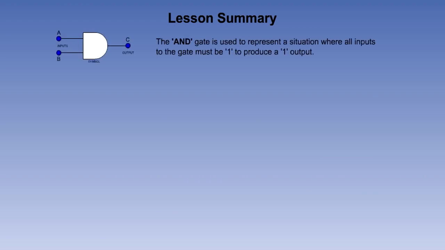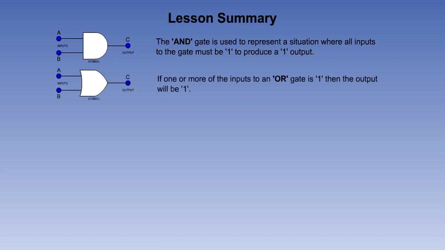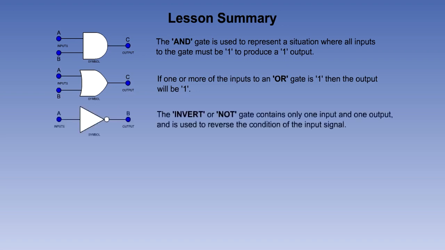The AND gate is used to represent a situation where all inputs to the gate must be 1 to produce a 1 output. If any input is a 0, the output will be 0. If one or more of the inputs to an OR gate is 1, then the output will be 1. The OR gate will only give a 0 output if all of its inputs are 0. The invert or NOT gate contains only one input and one output, and is used to reverse the condition of the input signal.